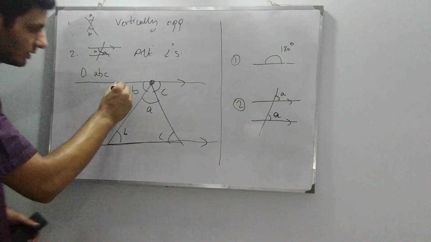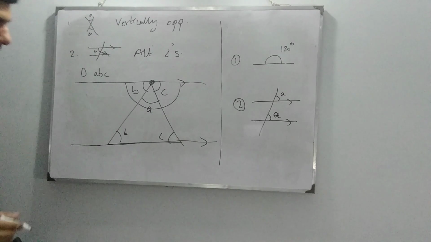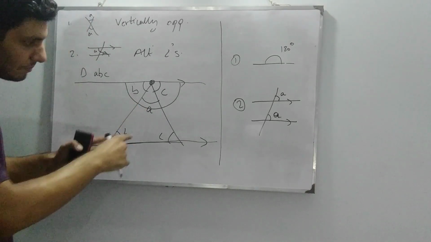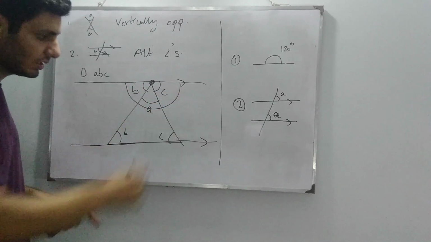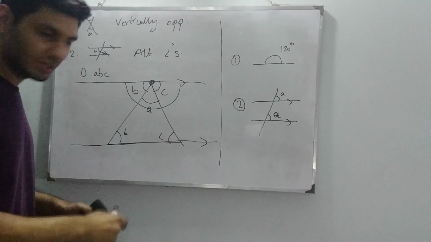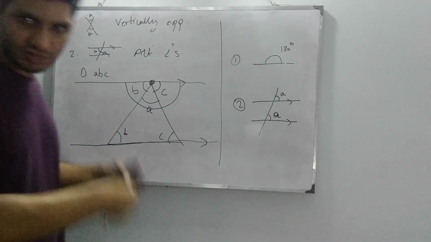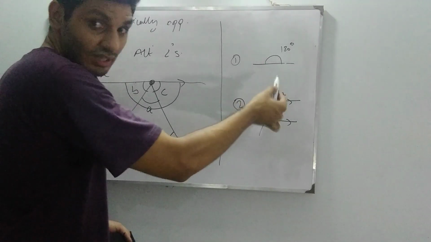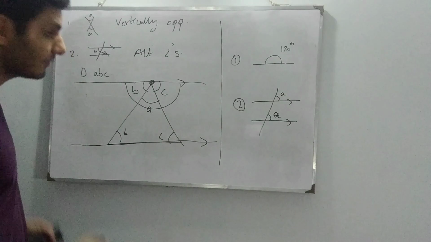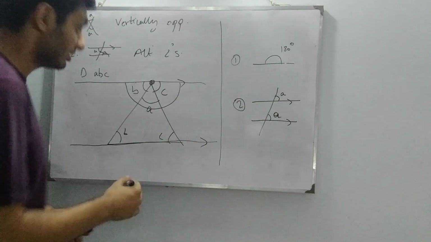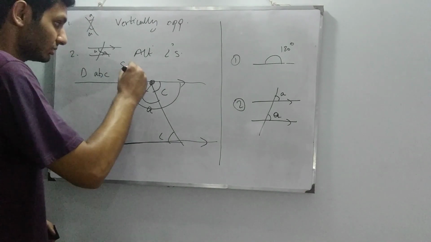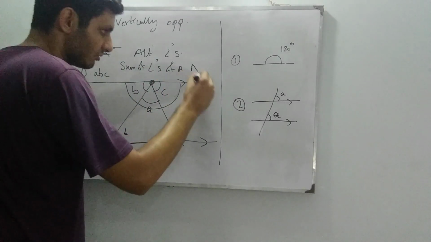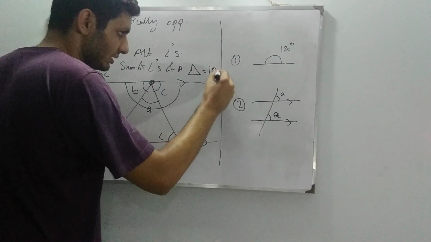But look, this is a straight line. We see that the sum A, B, C of the angles of a triangle is equal to the angle subtended by a straight line. So if the angle subtended by a straight line is 180 degrees, then the sum of the angles of a triangle is 180 degrees. Sum of angles of a triangle is equal to 180 degrees.